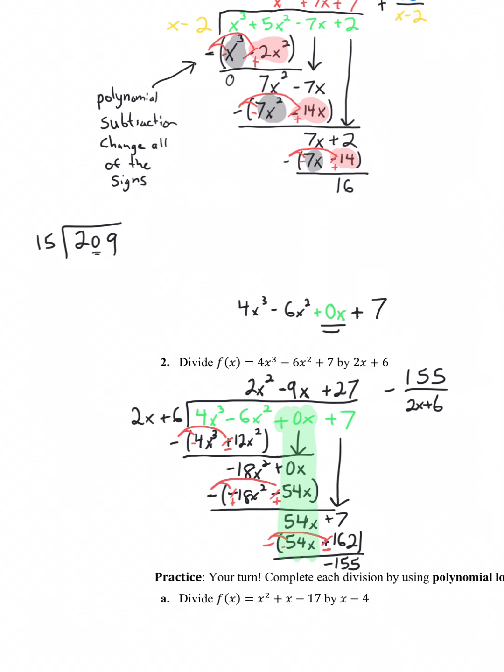All right, I got the 162 here. Let me do that in a different color. I got this 162 because I did 27 times 2x, and that gave me a 54x down here. And then I did 27 times positive 6, and that gave me 162. Okay, that's where those 162 came from there.